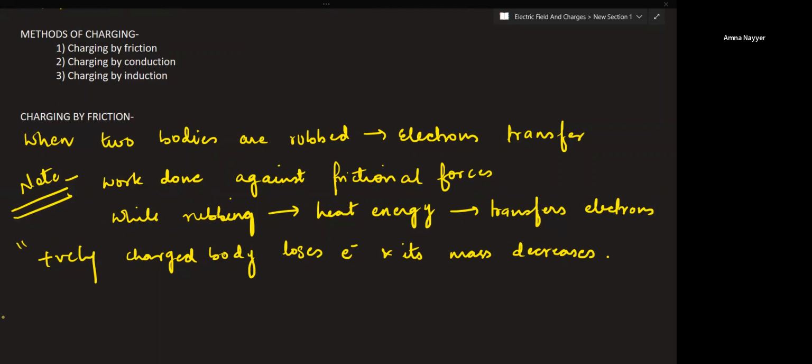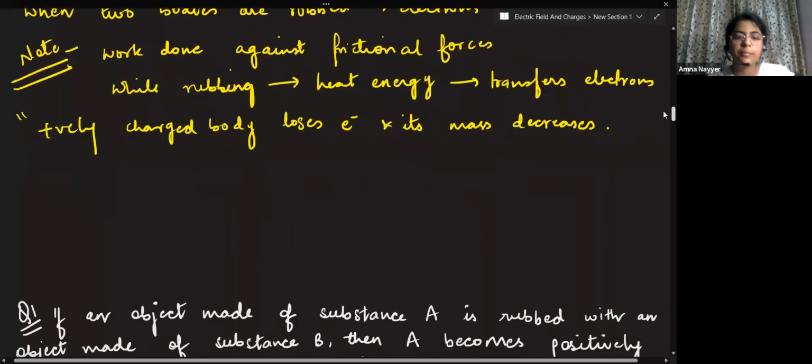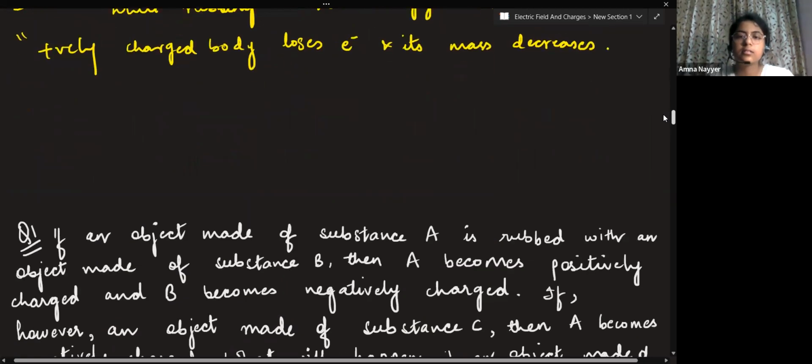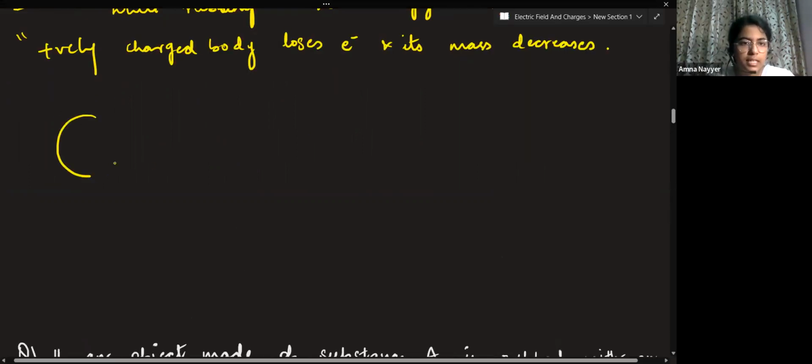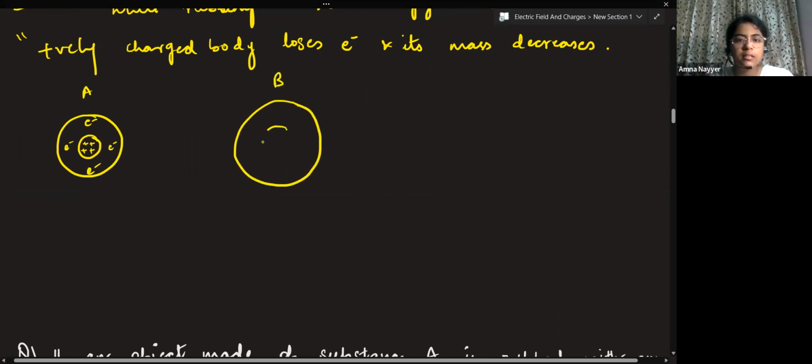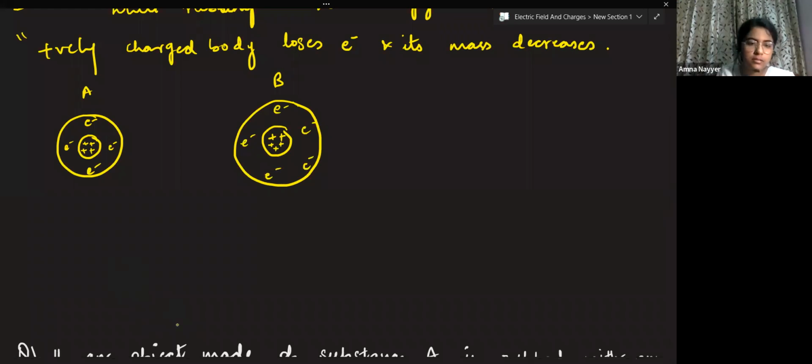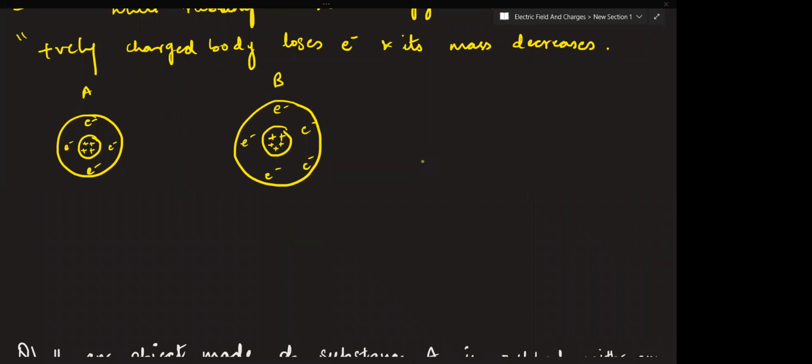So let's take an example. I have a body A, with a similar setup that we have seen in the previous example, and we have another body B. Here is the difference: it consists of 5 unit positive charges and 5 electrons. So whose charge is greater, A or B? Both are equal, exactly.